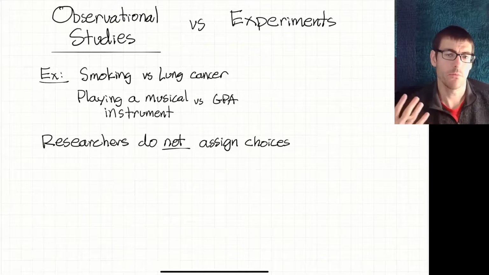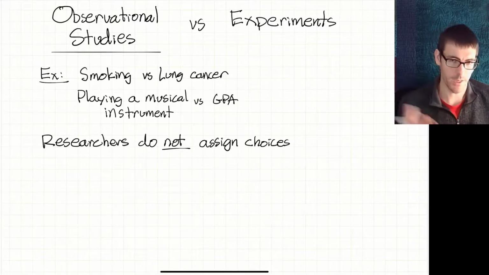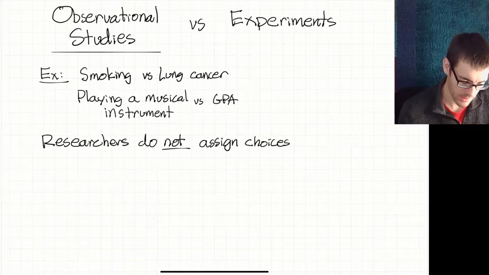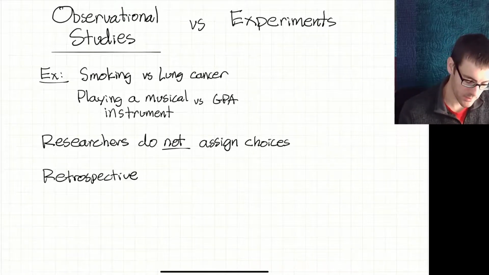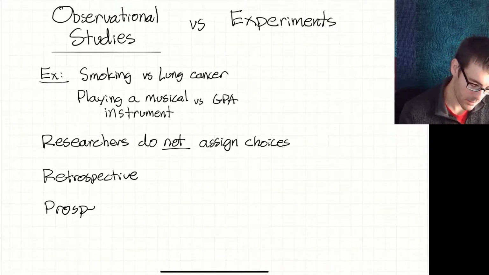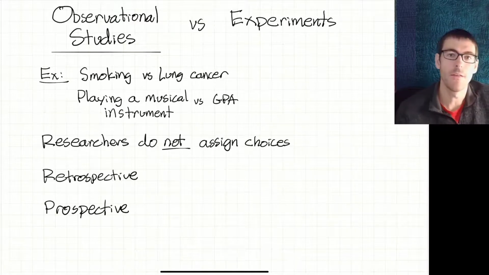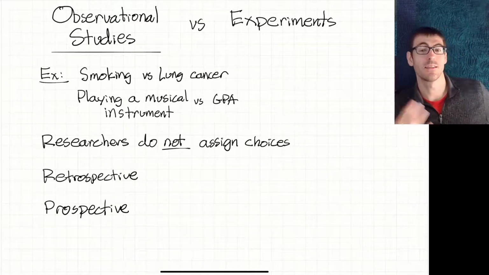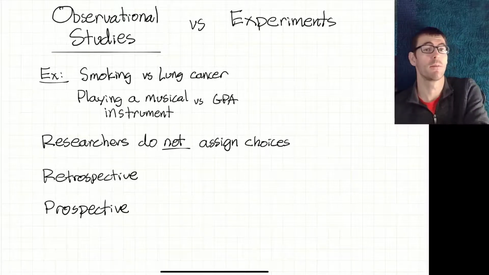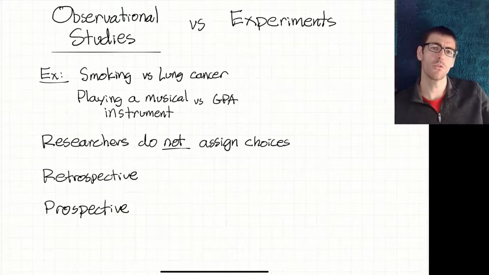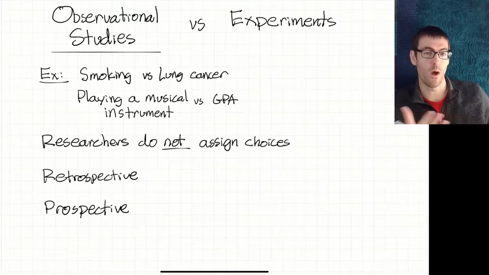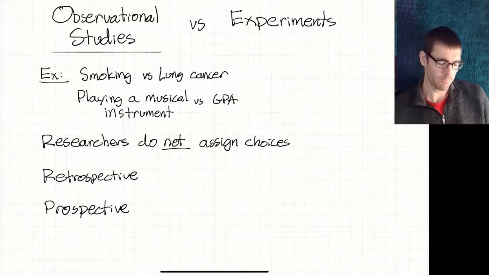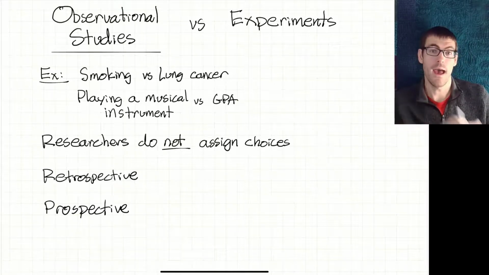All right, so the two main types of observational studies that we're going to talk about, the main distinction that we're going to draw is with retrospective versus prospective studies. And the idea is that a retrospective study happens entirely after the fact. So maybe we are going to look up some school records comparing GPAs to whether or not they were in the band or orchestra. So a retrospective study happens after the fact.